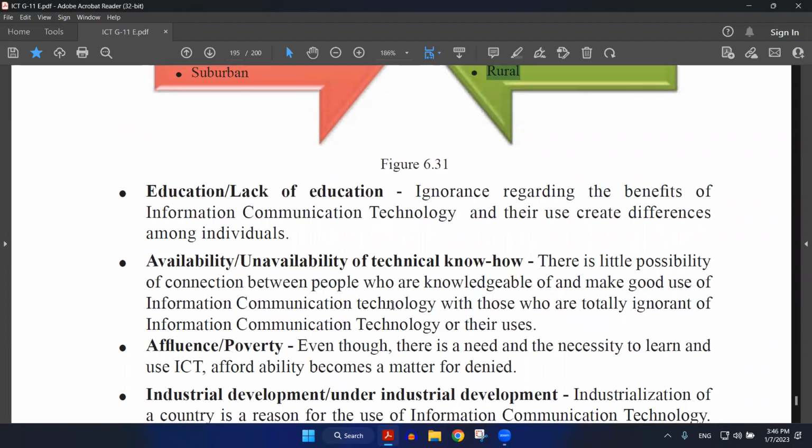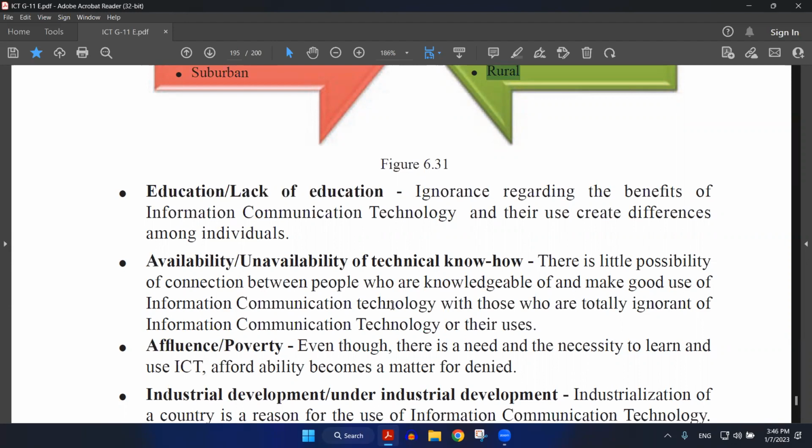So that means there's a big gap between the person who knows about ICT and the person who does not know about ICT. Because of that, some people tend to use ICT and some people do not, which makes the divide. And availability and unavailability of the technical, right?